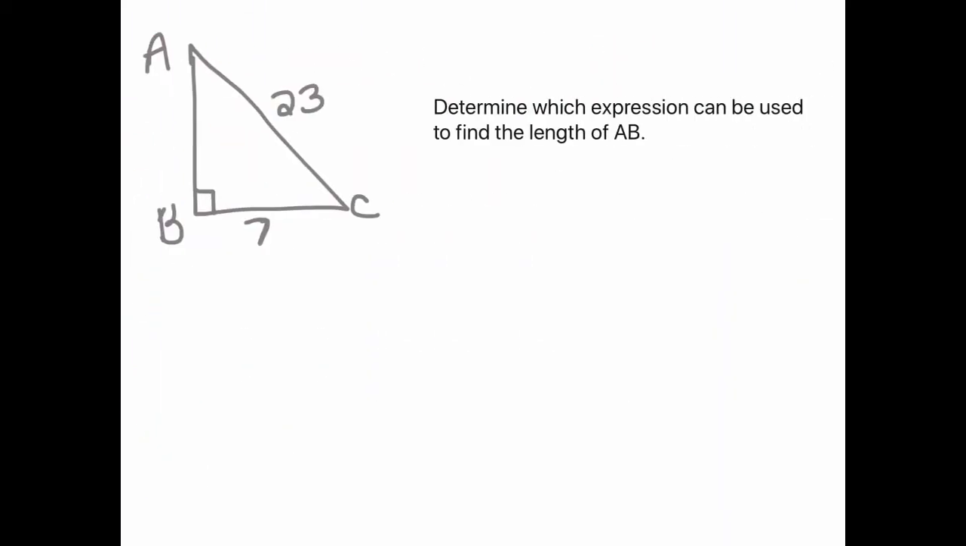Our next question wants us to determine which expressions can be used to find the length of AB. First, they ask us about the sine of angle A. Remember, the sine would be the opposite over the hypotenuse. So from angle A, the opposite would be 7, and the hypotenuse would be 23, which won't tell us anything at all about side AB over here. So this one's a no.